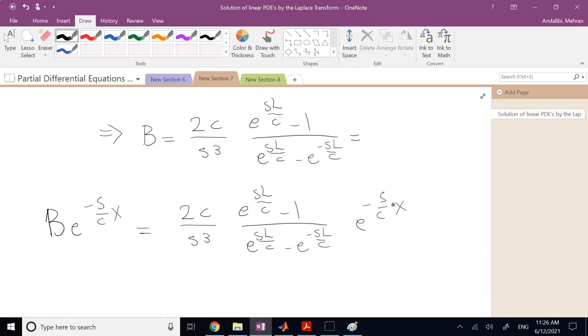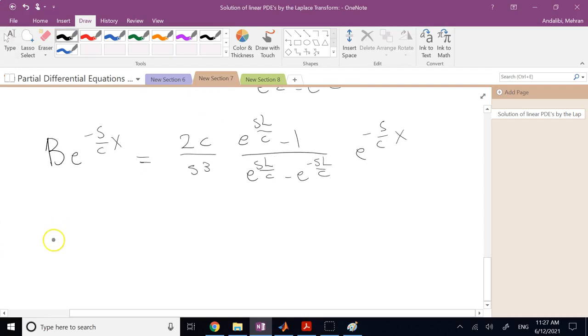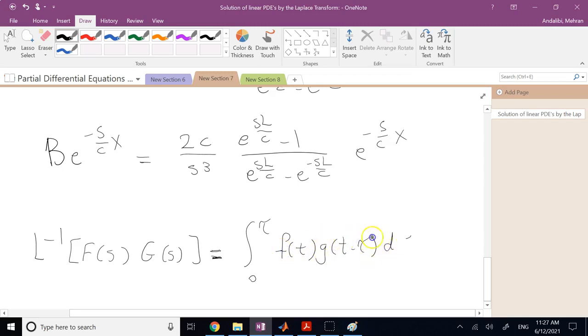Okay, and if you can convert this whole thing into one exponential, then it is going to be a delayed version of the t-squared function. If you cannot, then you have to use convolutions. And that's where, in the convolutions, those integrals similar to those Fourier series would come. Because if you remember, Laplace inverse of F of s, G of s, is convolution of f of t and g of t, which is the integral from 0 to tau of f of t times g of t minus tau d tau. And calculation of that is also not necessarily simple.